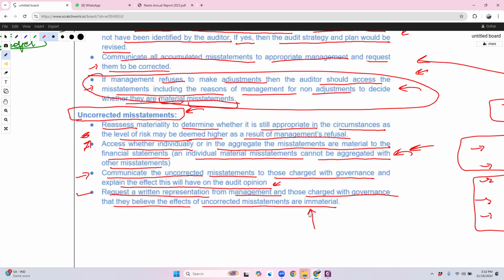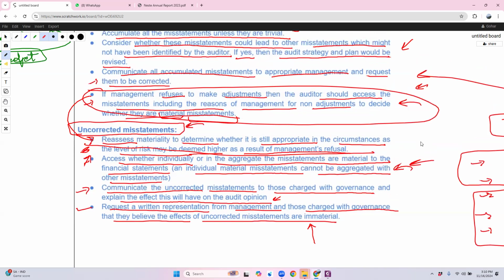There is an MCQ which states that we have discussed with management that these are the misstatements that they need to correct, and they have refused to adjust these misstatements. What is the next appropriate step here? There will be different options given. And what would be the correct option here? This one. You need to reassess your materiality, first of all, because the management is refusing to correct the misstatement. So this is how the examiner normally asks them. But you don't need to remember these.